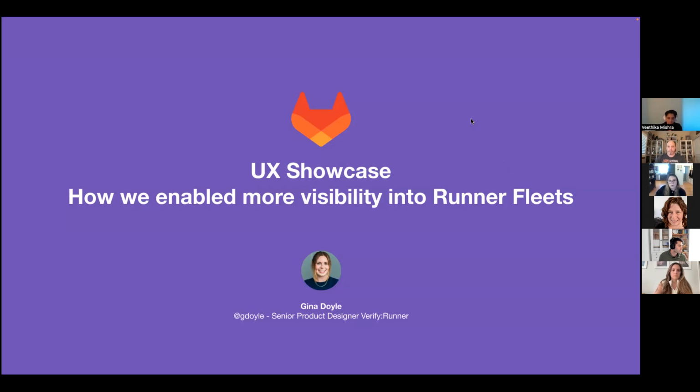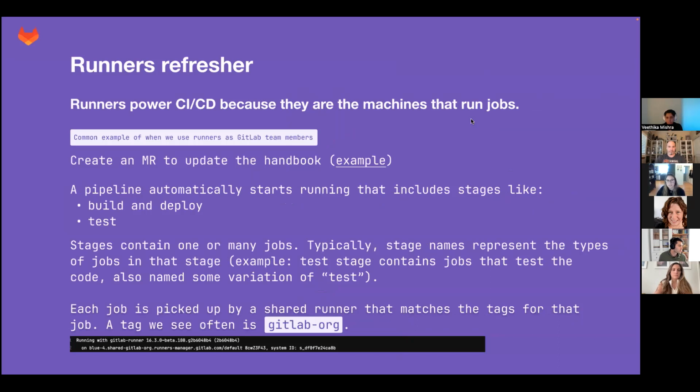Okay. So a quick runner's refresher, just because we don't always have to deal with runners every day. Runners power CI/CD because they are the machines that actually run the jobs. A common example that a lot of us in the UX department will go through is when we're creating an MR to update a handbook page, for example. When you create that MR, you'll see on the page that a pipeline automatically starts running because that's how we've set it up for that project.